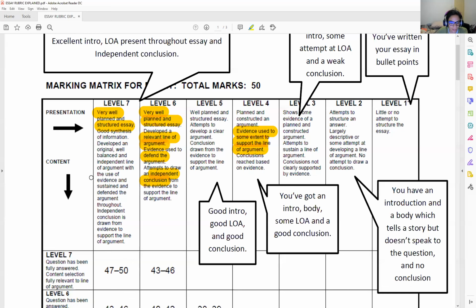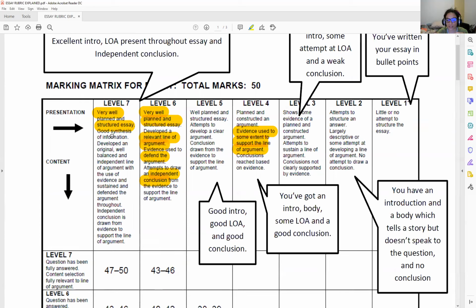Okay, so over here, we have the level 7. This is where everybody is aiming. You always want to get your 50 out of 50. So in order to get there, you have to have good synthesis of information. That essentially means that your one paragraph has to link to your other paragraph, and each paragraph needs to answer the question. You need to develop an original, well-balanced and independent line of argument.